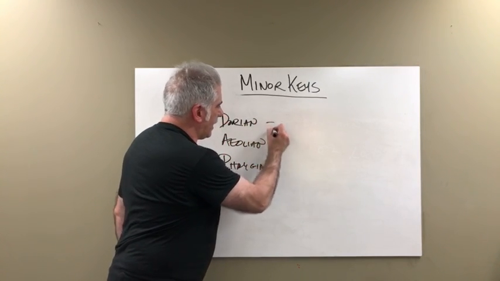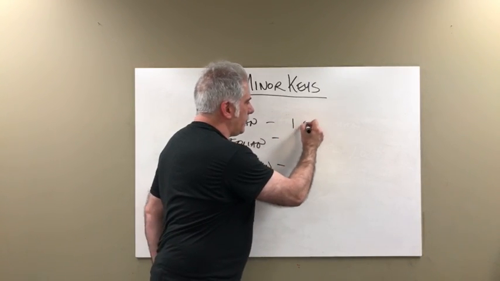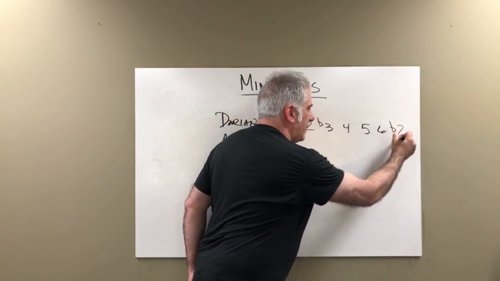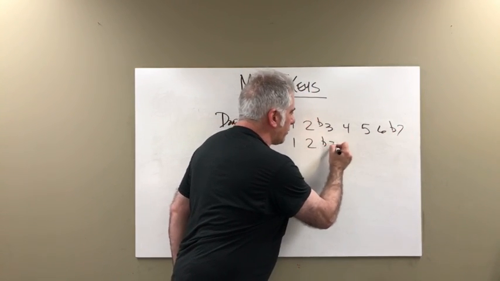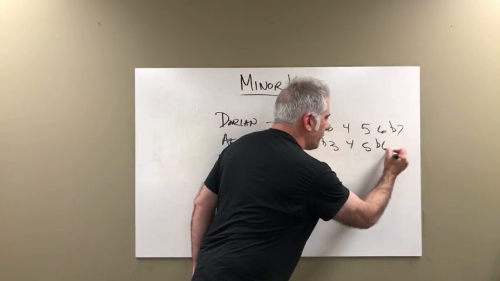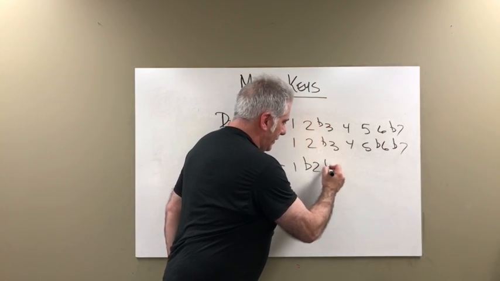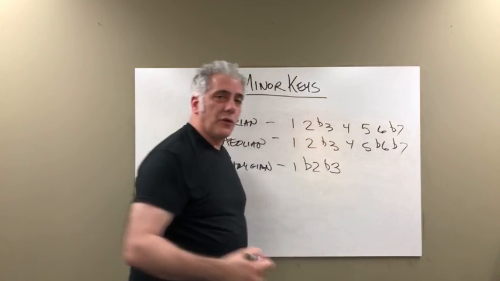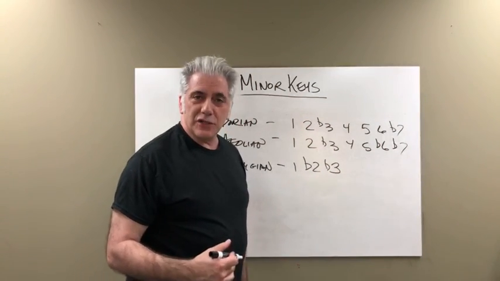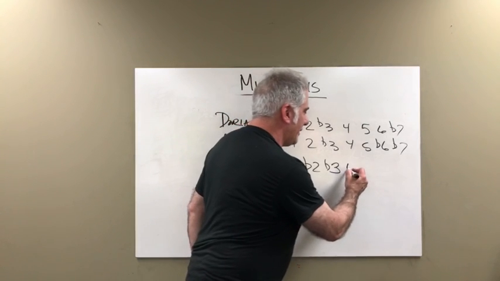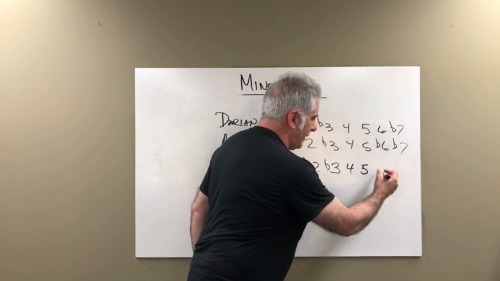And if you look at how the scales are constructed: 1, 2, flat 3, 4, 5, 6, flat 7; 1, 2, flat 3, 4, 5, flat 6, flat 7; and 1, flat 2. There's your kind of Spanish feel, or if you're into djent or progressive metal, you have a lot of flat 2s. You're going to be playing in Phrygian.